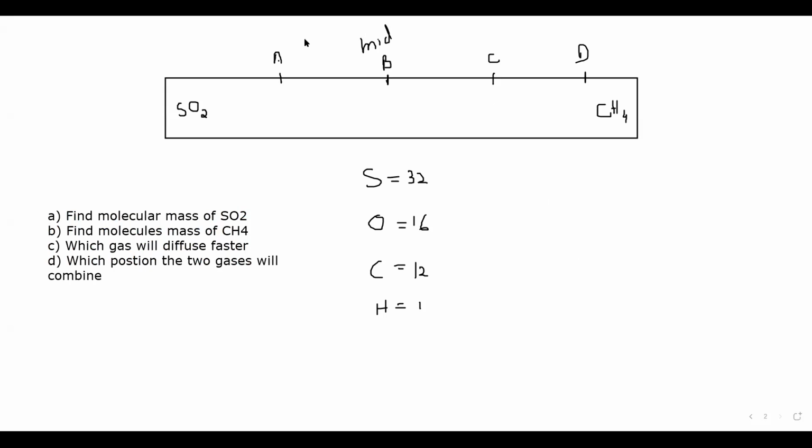So the answer for the molecular mass of sulfur dioxide, that's right for everyone. Till now, everyone is answering correctly. So sulfur dioxide is 32 plus 16 into 2. That's 32, so the total will be 64. And for methane, carbon is 12 plus hydrogen 1 into 4. So that will make a total of 16.